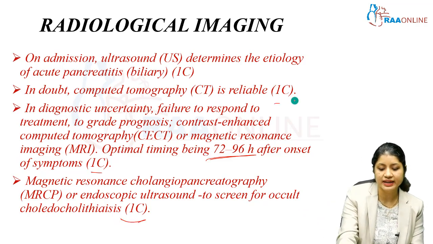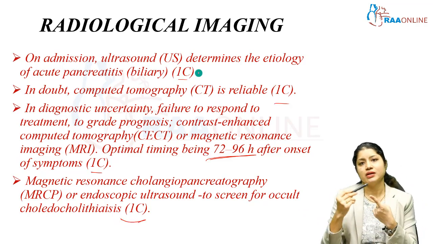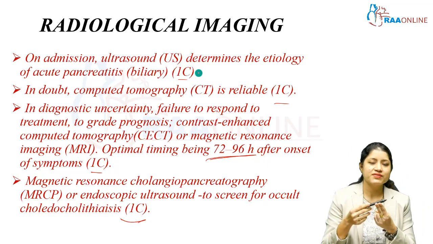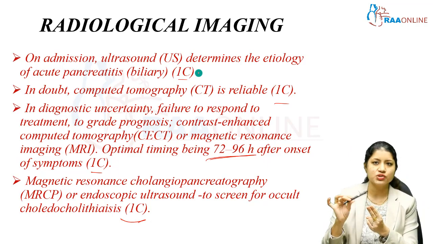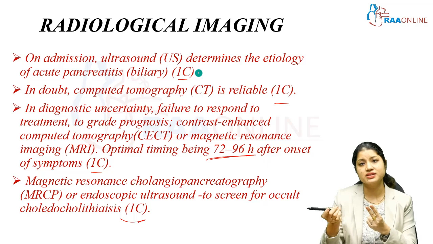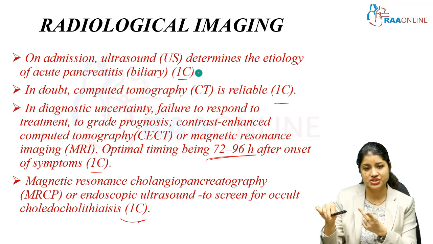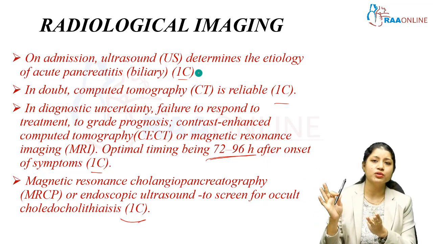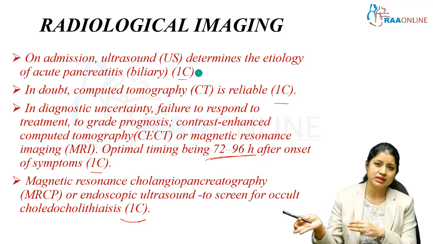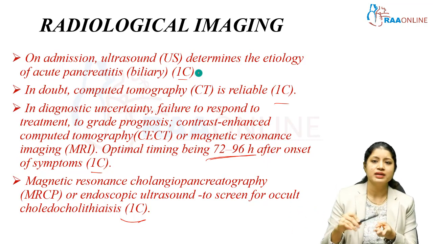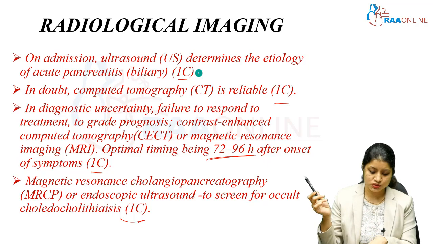Remember, all these are grade 1 recommendations, that is ultrasound at admission, a CECT or MRI at 72 to 96 hours in case of diagnostic uncertainty or poor prognosis, or, in the background of a doubt of occult choledocholithiasis or biliary pancreatitis, an MRCP or endoscopic ultrasound.